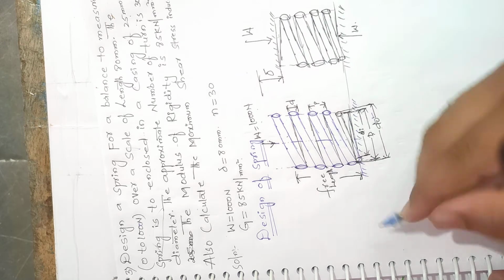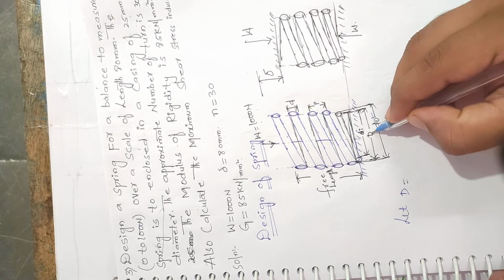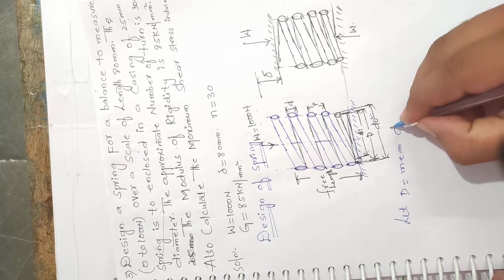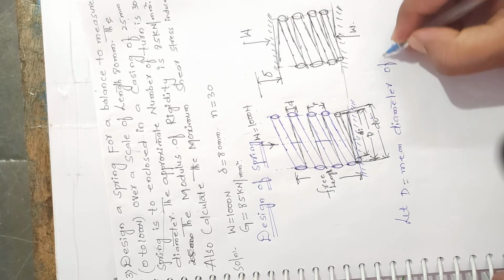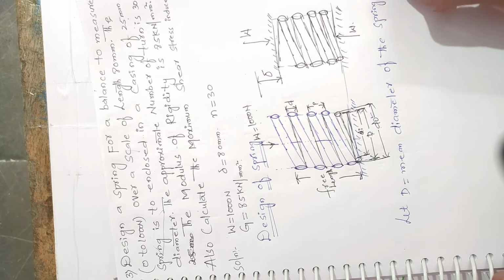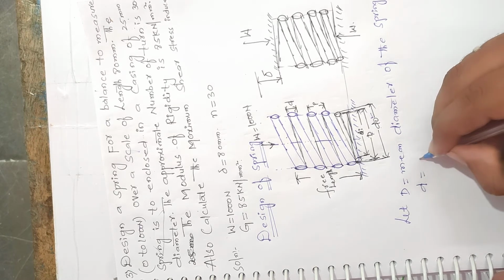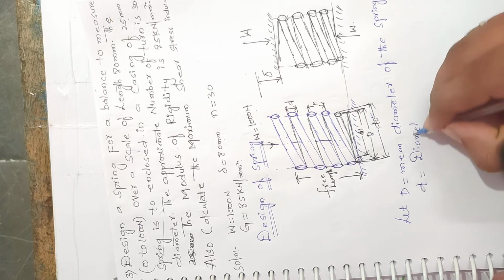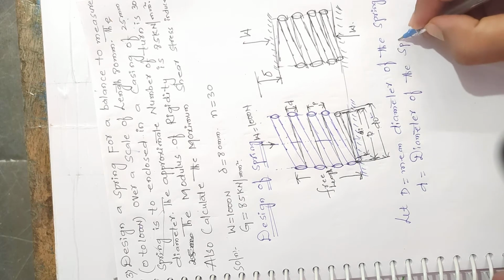Is it right? So let us consider, capital D is the mean diameter of the spring coil. And small d is the diameter of the spring wire.